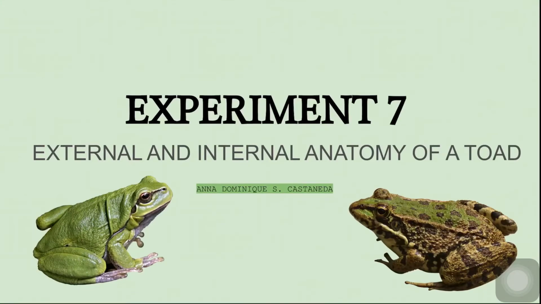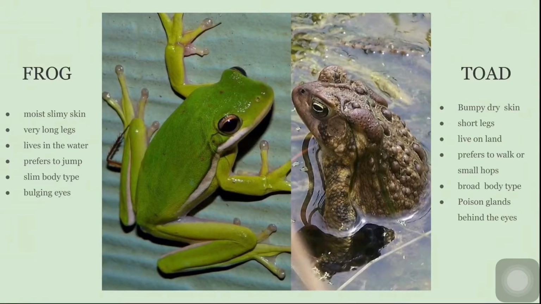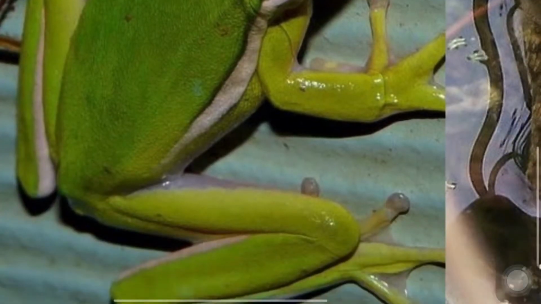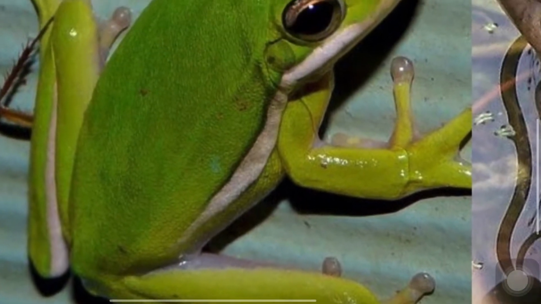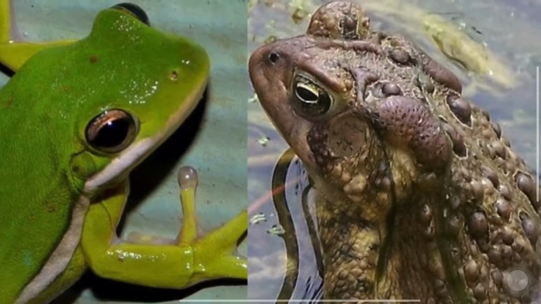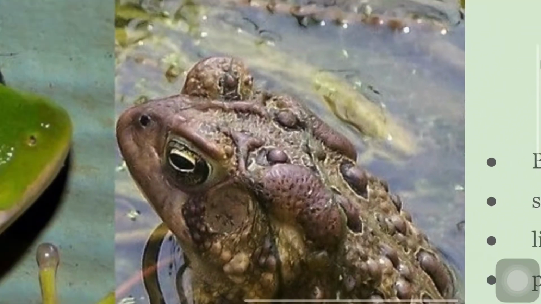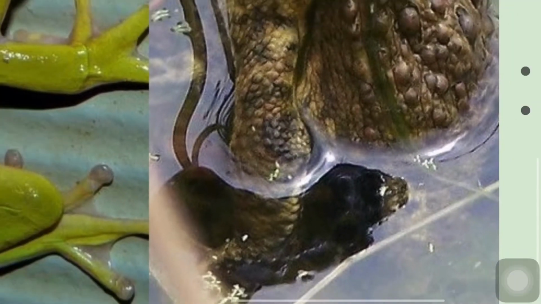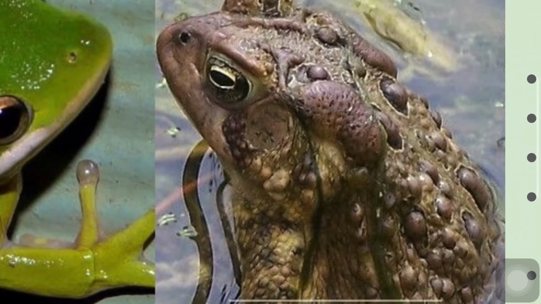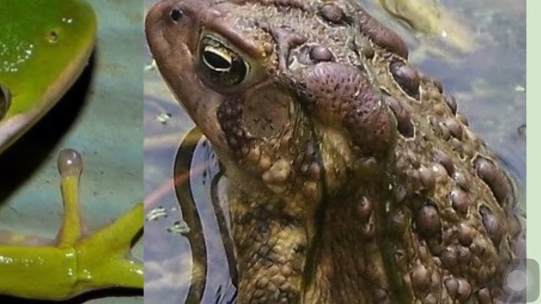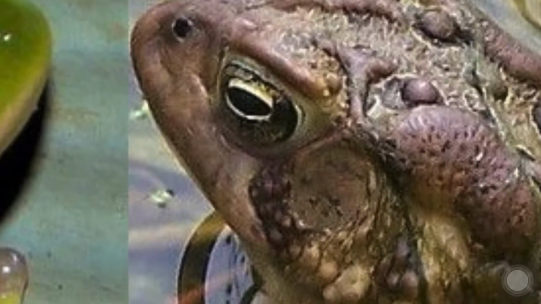So let's start. This is a frog and a toad, and as you can see, they have very different external features. The frog has moist slimy skin, very long legs, lives in the water, and prefers to jump. It has a slim body type and bulging eyes. While this is a toad, as you can see, it has bumpy dry skin and short legs, lives on land, and prefers to walk or do small hops. It also has a broad body type, and poison glands are found behind its eyes.